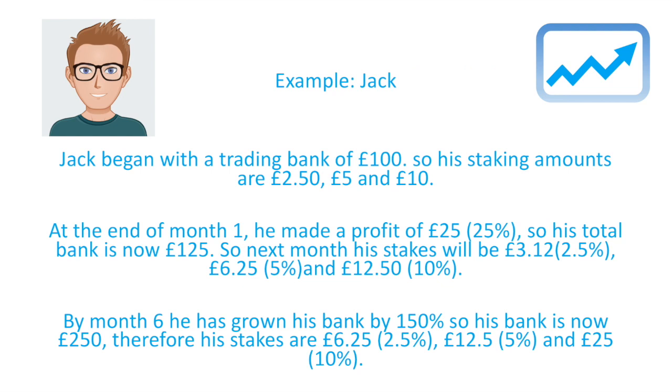By month 6, Jack has grown his bank by 150%, so his bank is now worth £250. So therefore, using this ratchet system, his 2.5% stakes are up to £6.25, £12.50 for his 5% stakes, and up to £25 for his 10% stakes. Now remember, he started in month one with £10 stakes for this 10% stakes. He's now staking £25, so you can see how the profit can grow very quickly over a short period of time.